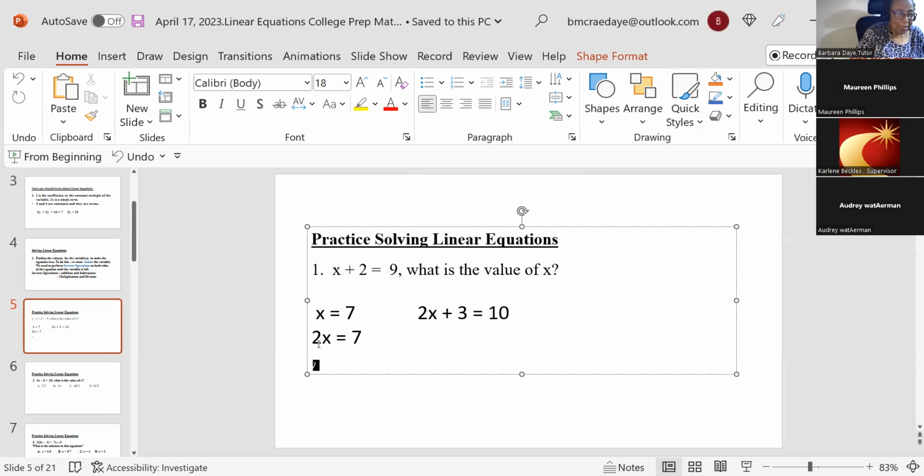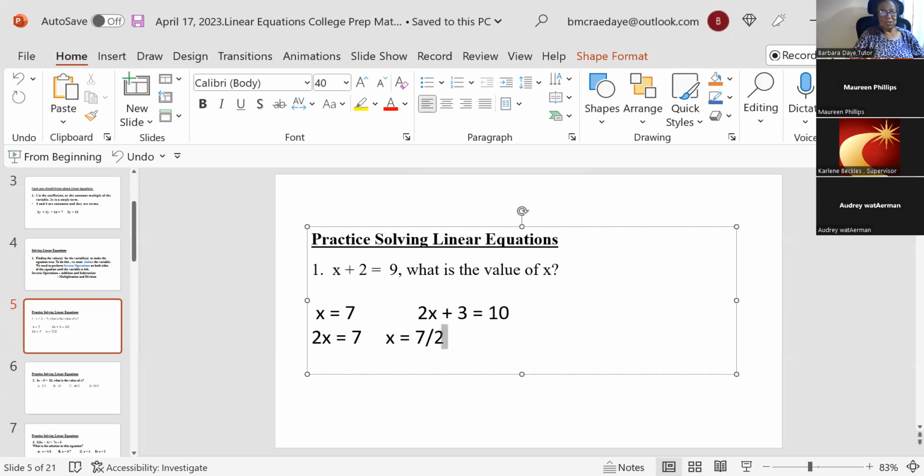Maureen, why would you subtract? That's a multiplication. Yeah, you like to subtract, but you have to look at the operation. 2x is 2 multiplied by x, right? So you'd have to divide, and that means x would be equal to 7 divided by 2. You can leave it like that, or you can say 3.5.